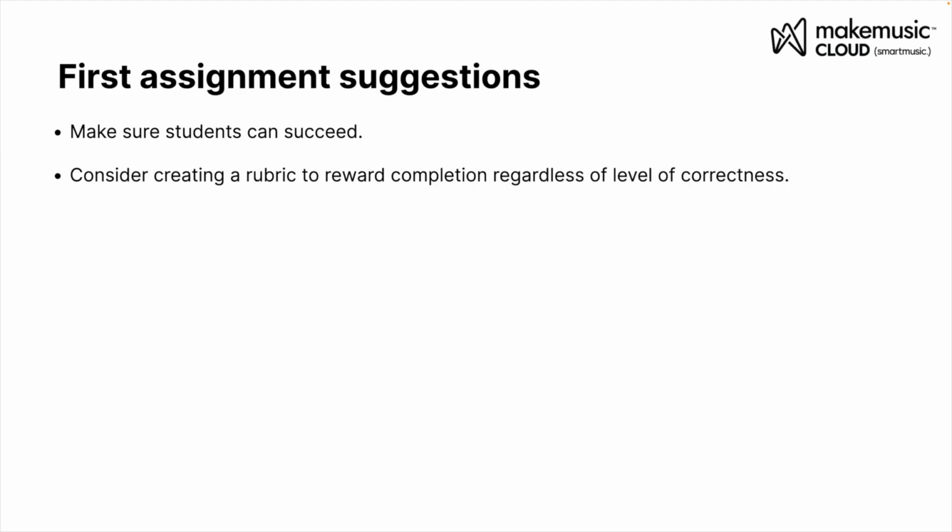Consider creating a rubric to reward completion regardless of level of correctness. Use the easy tolerance. You all know that there are 4 tolerances in MakeMusic Cloud, easy to strict. I highly recommend that you all give those first assignments out as easy so that your students have a chance of being successful sooner with MakeMusic Cloud. As they advance, start using the other tolerances.